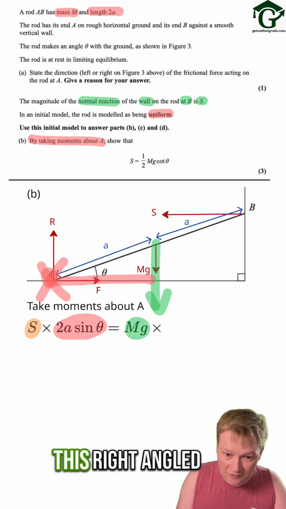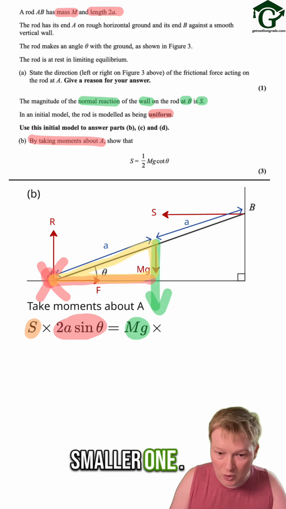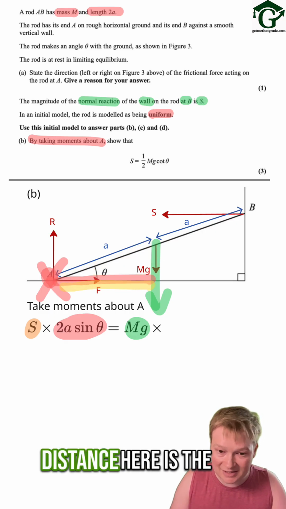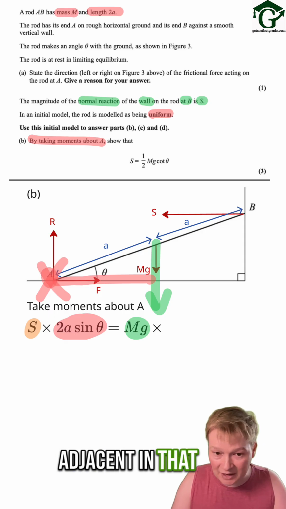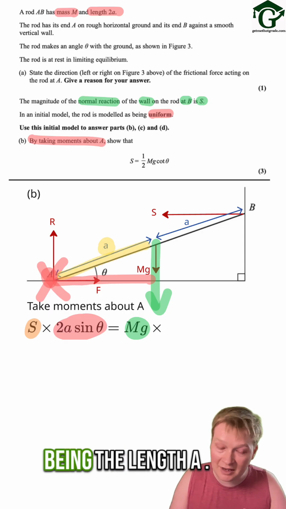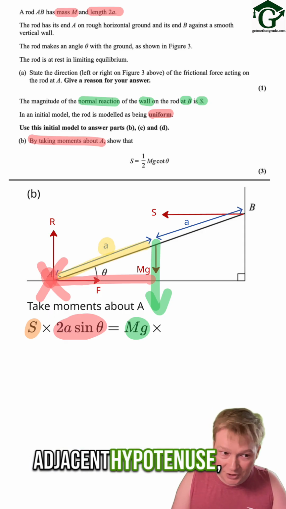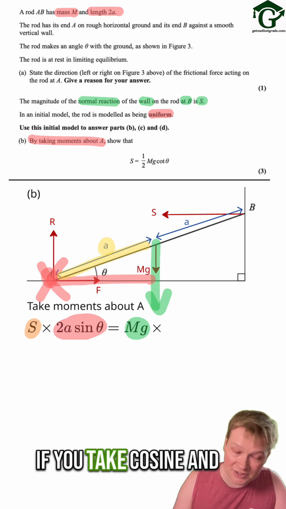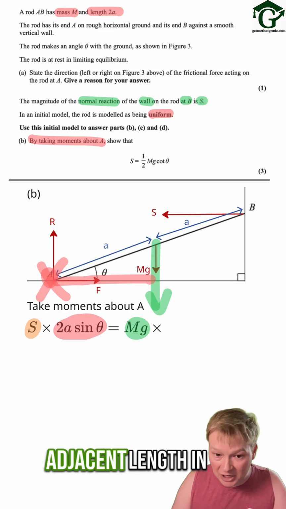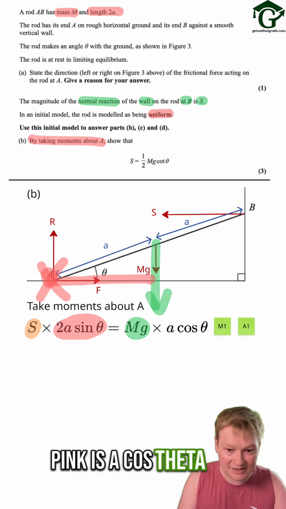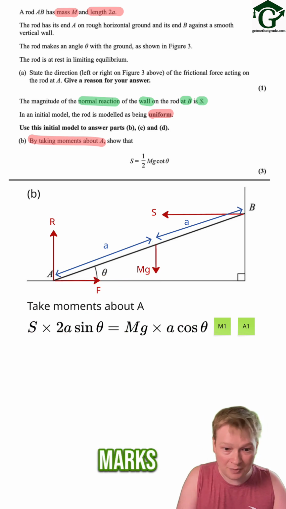Well, we can look at this right angle triangle here, the smaller one. Notice that the pink distance here is the adjacent in that triangle, and we've got the hypotenuse being the length A. Adjacent hypotenuse, you should be thinking cosine. If you take cosine and rearrange it, you'll work out that that adjacent length in pink is A cos theta. If you get that far, you get your first 2 marks.